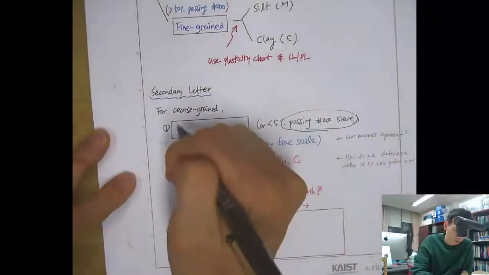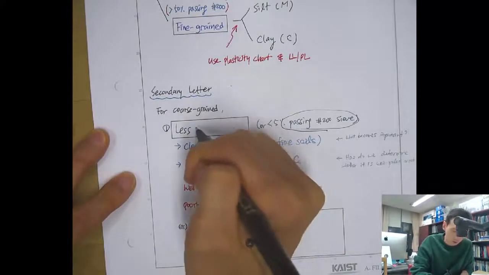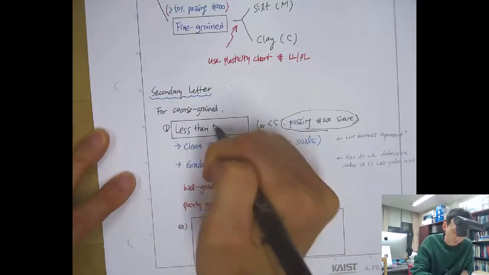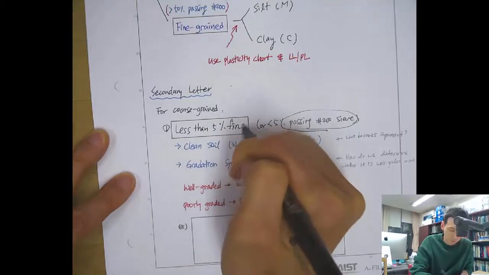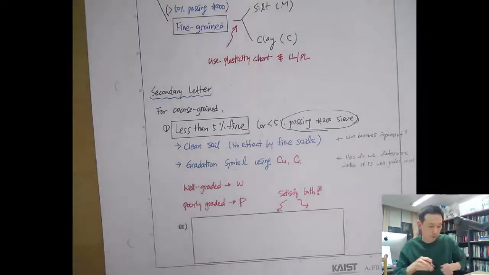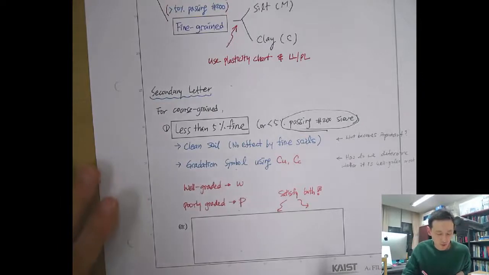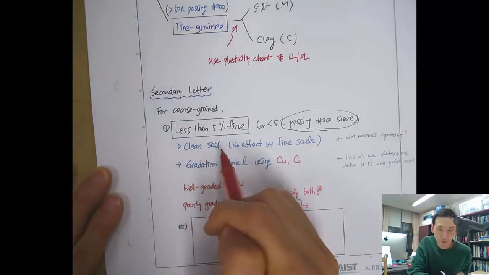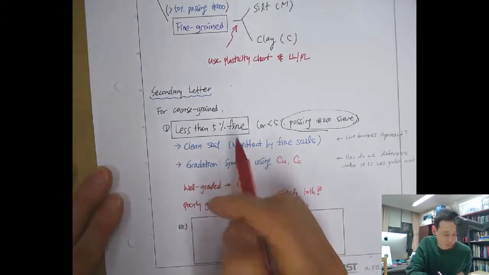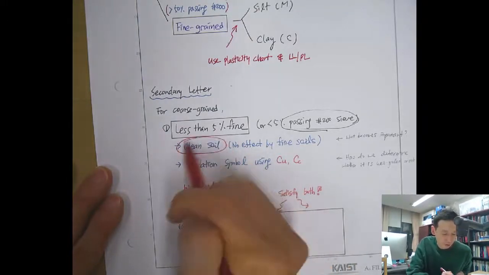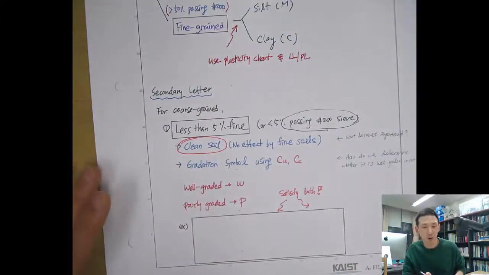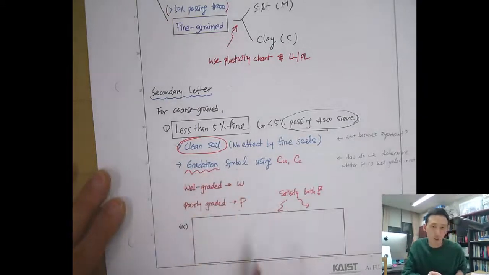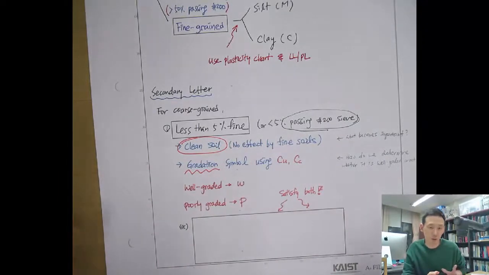So we'll characterize that. If percent passing number 200 sieve is less than 5%, then it means that only the fine fraction is less than 5%. So then we can say that it's a clean soil. It's not hardly affected by the fine grain soil. So then gradation becomes very important, whether it's well graded or poorly graded.